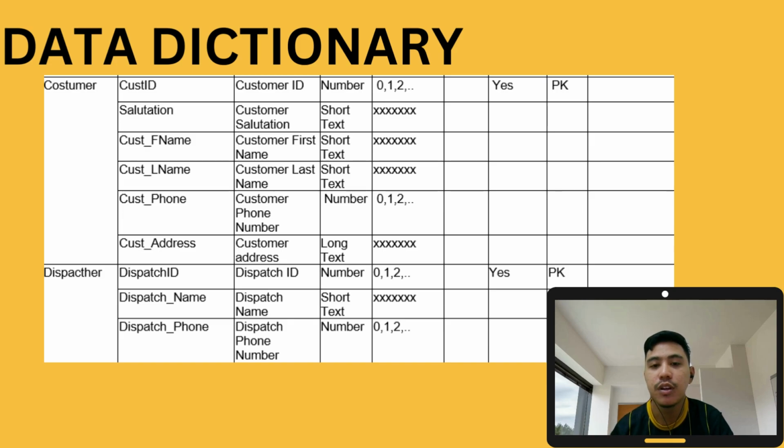In this table, we use data types numbers, short text, and long text. We use numbers data type for customer ID and customer phone number, short text for salutation, customer first name and customer last name, long text for customer address. Next, for dispatcher table, we have dispatch ID, dispatch name, and dispatch phone. We use numbers data type for dispatch ID and dispatch phone. For dispatch name, we use short text.